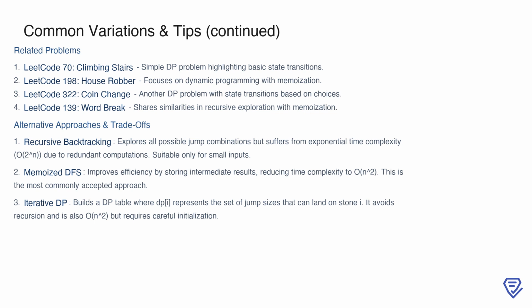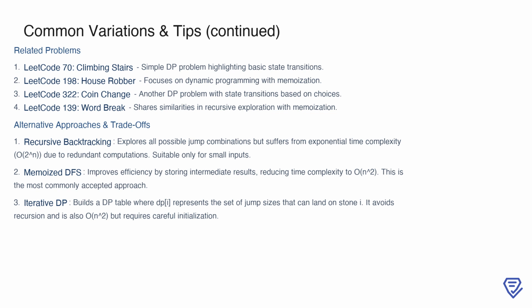Now, considering alternative approaches, recursive backtracking tries all possible jump combinations but suffers from exponential time complexity, O(2^n), due to redundant computations. This approach is only suitable for small inputs. Memoized DFS, on the other hand, dramatically improves efficiency by storing intermediate results, reducing the complexity to O(n²), and is widely accepted as the standard solution.